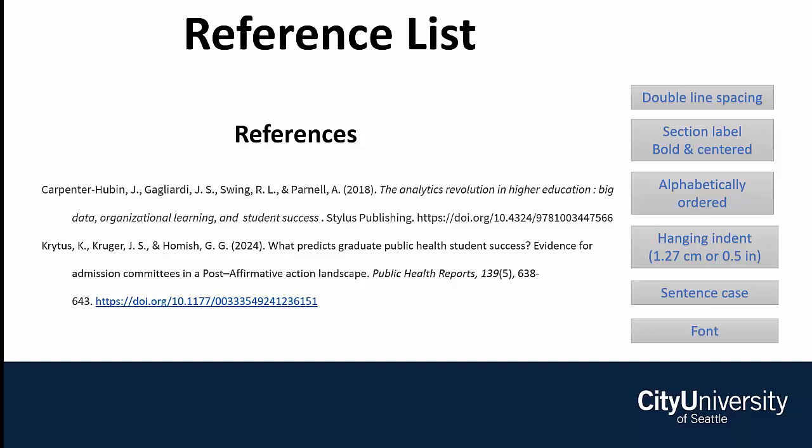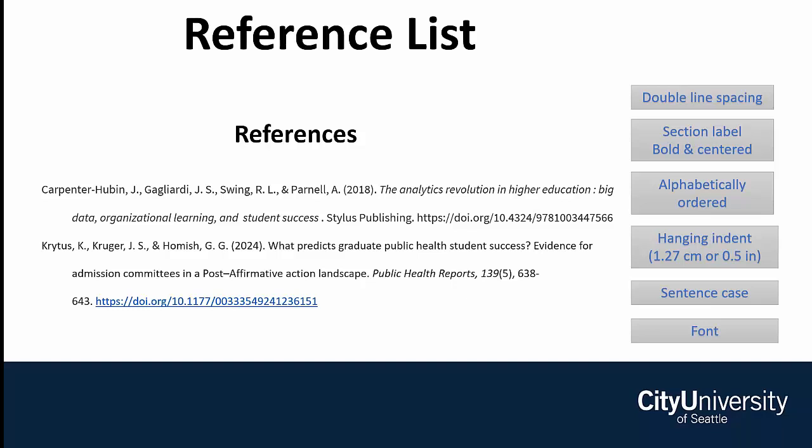In this example, for our reference list, you can see that I have a couple of citation examples. For the formatting for this, I want to make sure that it's double-spaced. I want to make sure that the section, references in this case, is bold and centered. The citations should be alphabetically ordered. I want to ensure that there's a hanging indent for all of the citations in my reference list.